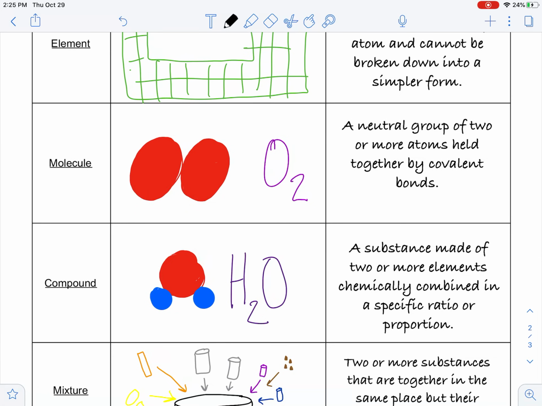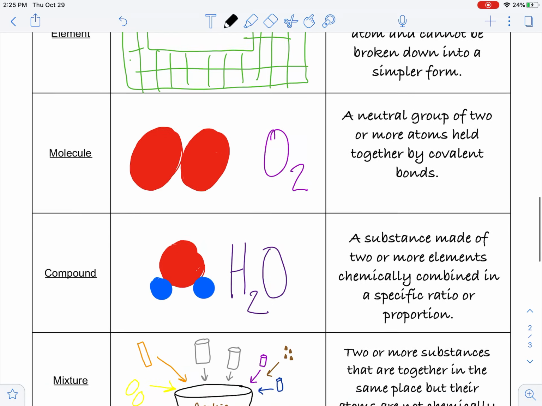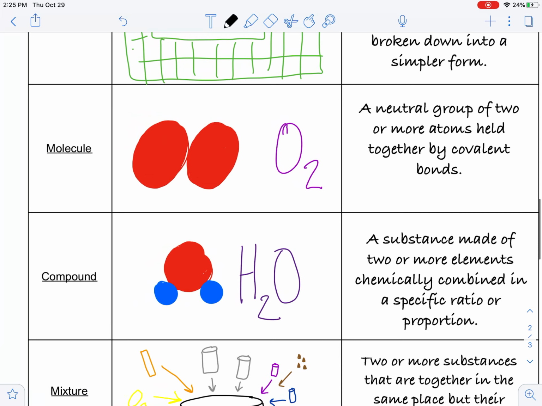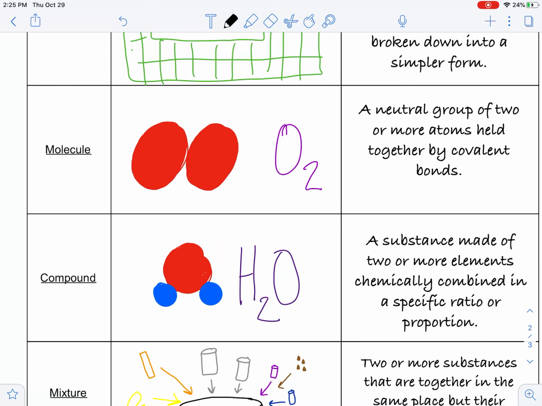Now, if we start to combine our elements, we get molecules and compounds. So let's look at the difference. A molecule is a neutral group of two or more atoms held together by covalent bonds. So when we breathe air in, we are not breathing in just oxygen as it is found on the periodic table of elements. We are actually breathing in a molecule called O2. And this is two oxygen elements bound together by that covalent bond. And that's the type of oxygen our body needs to survive. Okay, so there's so many different types of molecules out there. But again, it's just two or more atoms held together.